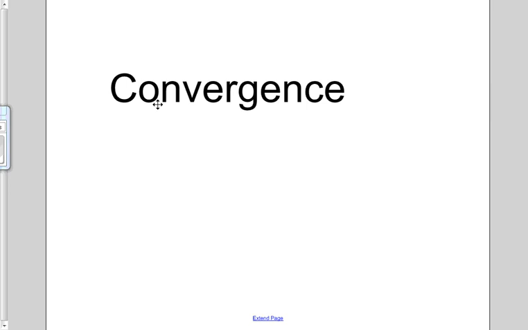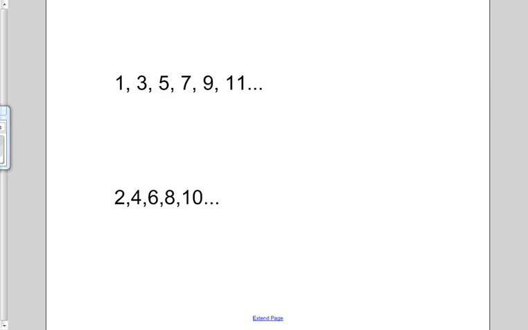This video looks at an idea called convergence. Before we get into convergence, I just want to take a little bit of time to talk about some notation writing, and then we'll get into convergence. So I've got all the odd numbers written here and all the even numbers written below. And how would I express all the odd numbers using our idea of n?